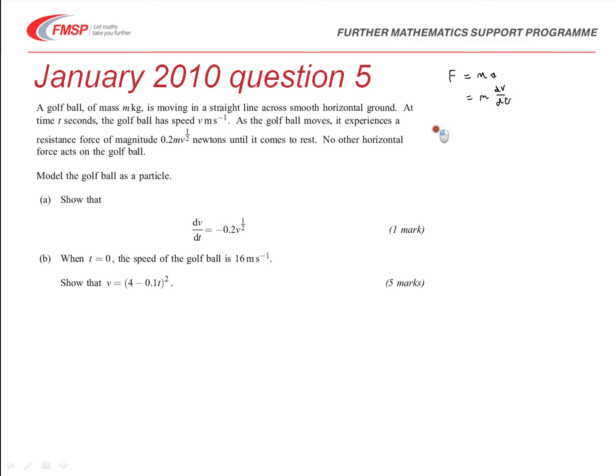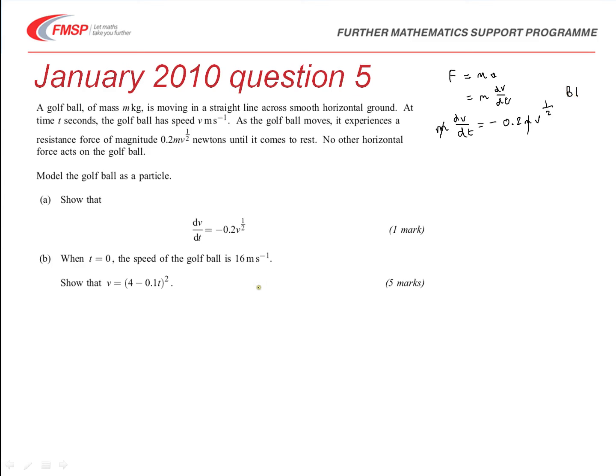So we can write that m dv by dt is equal to the force. Now we're told it's a resistive force, which makes that negative 0.2 m v to the power of a half. So you can see the mass will then cancel from both sides to give us the required result. And just working through that quite simply gives us that 1 mark.